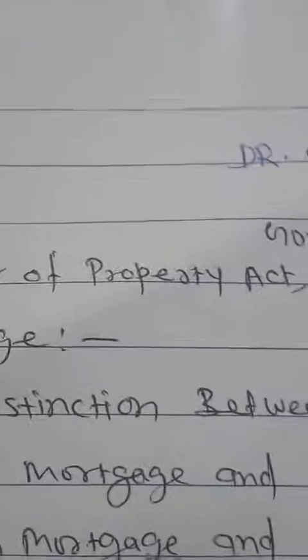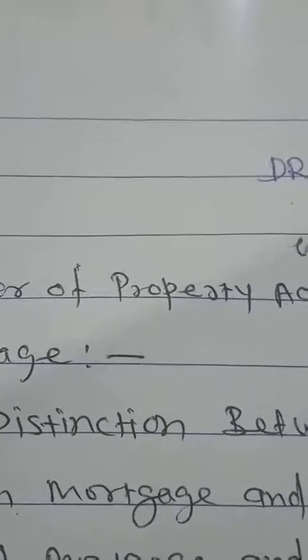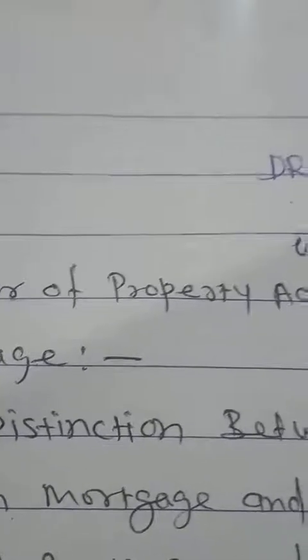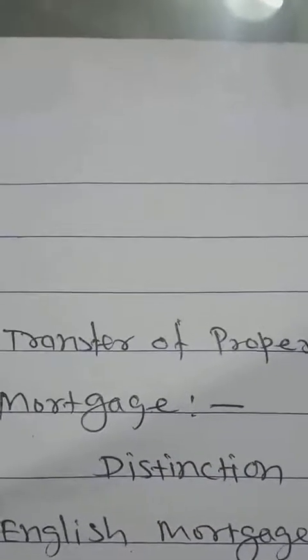Under this chapter, today we discuss the differences between various mortgages and English mortgage. First of all, English mortgage and usufructuary mortgage. First point: according to English mortgage, there is a personal liability to repay the loan.